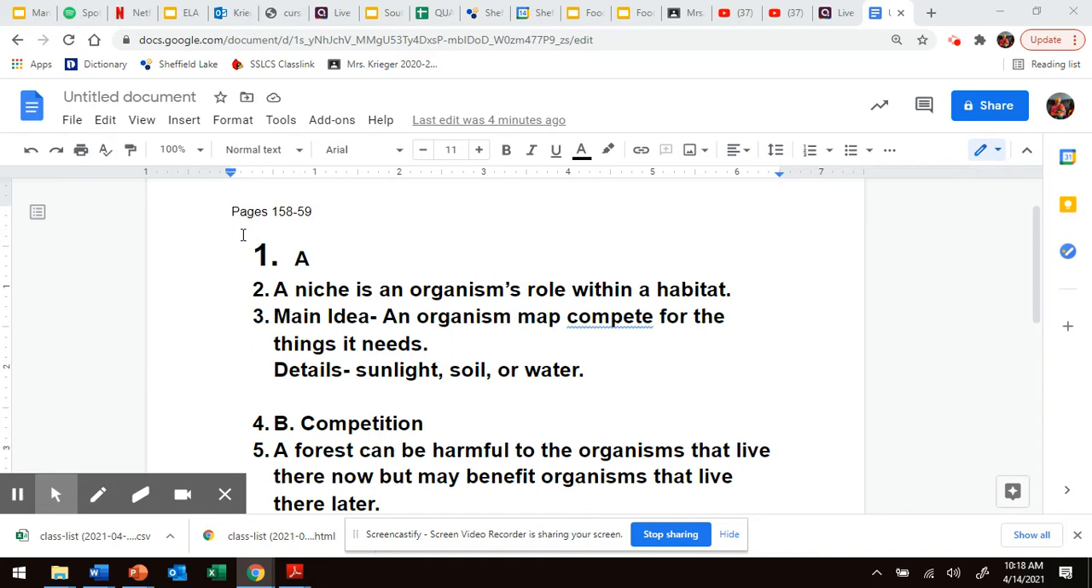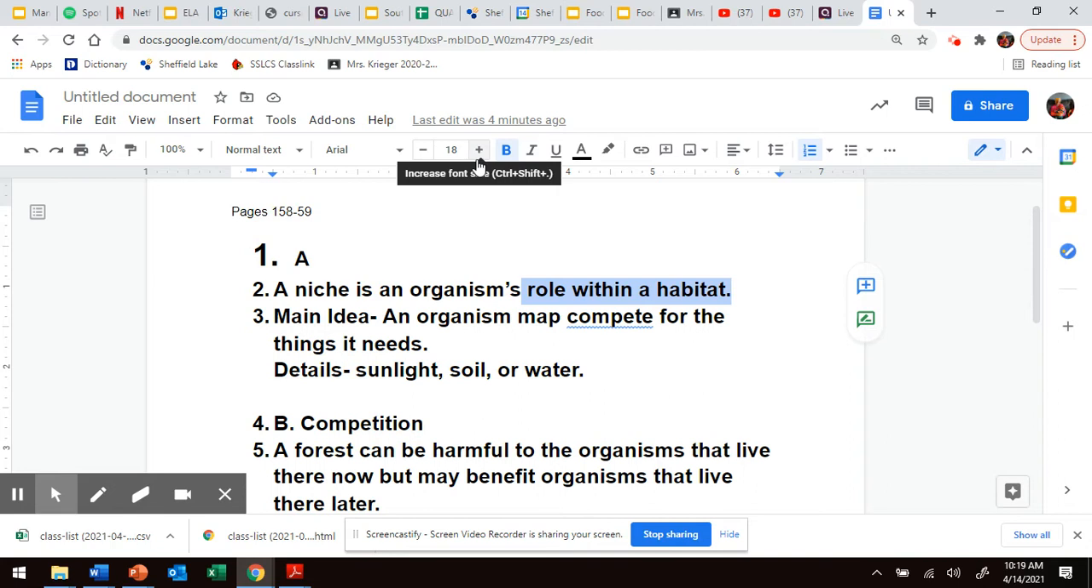Number two, how are an organism's niche and habitat related? We talked very briefly about this. A niche is an organism's role. It's like that organism's job within that specific habitat. So a synonym would be a role within that habitat.